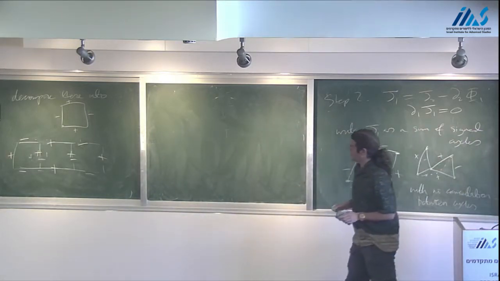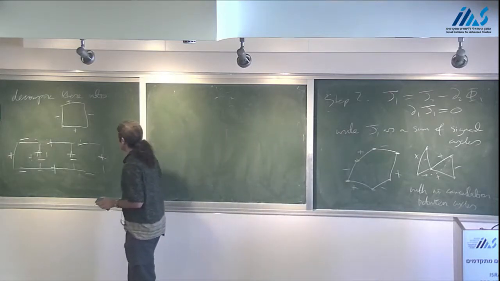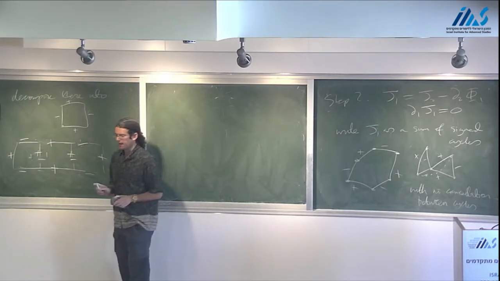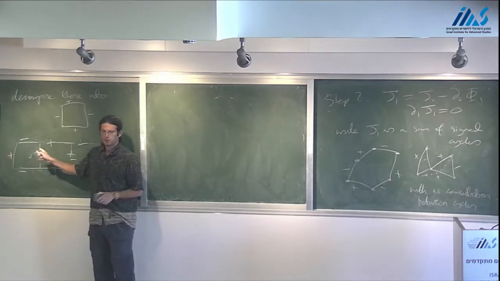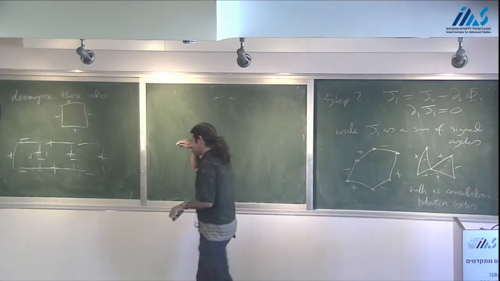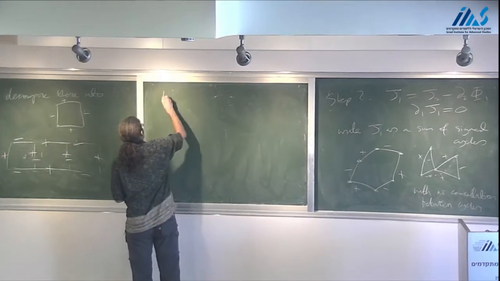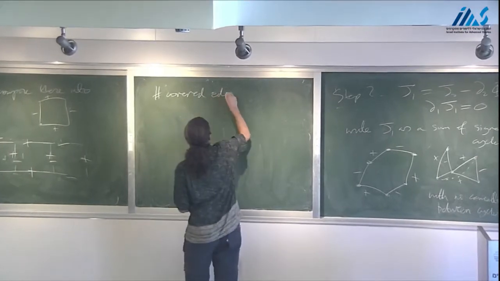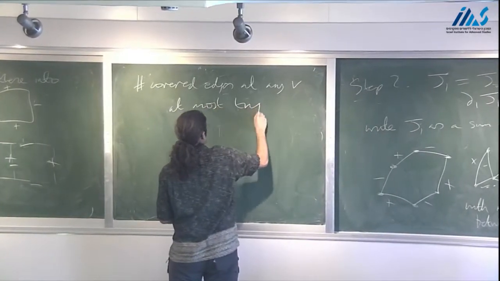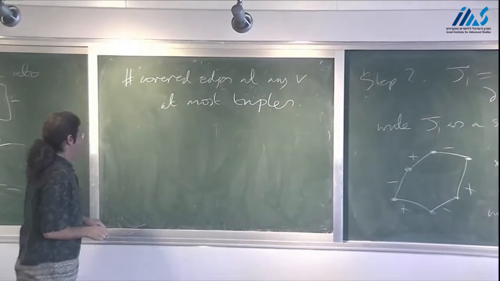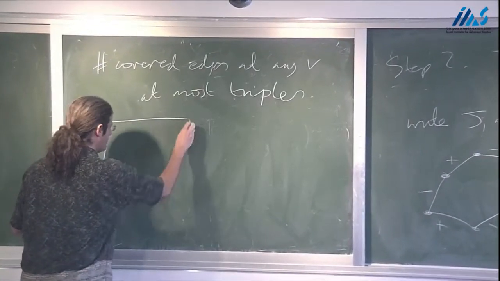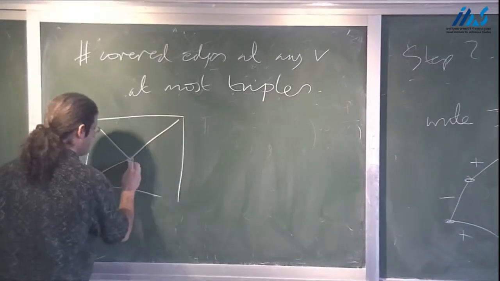All right, so now what am I going to do with these? Right, but there's another important thing, which is that I didn't increase the degree of any vertex. I at most doubled, or in fact tripled, the degree of any vertex, tripling because of funny things that go on here. So the number of covered edges at any v at most triples. Now what's the point of four cycles? These are easy to decompose into signed triangles, so hopefully I'll manage this.